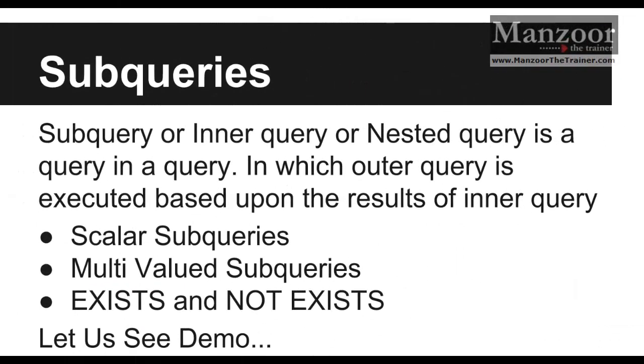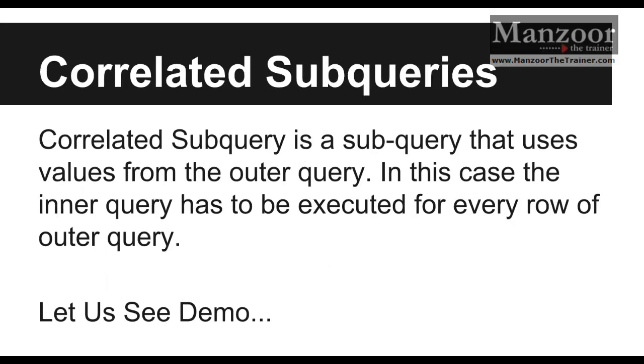Hello everyone, we have seen scalar subqueries, multi-valued subqueries, exist and not exist clauses. Now let us see another kind of subquery, that is nothing but correlated subqueries. Basically, a correlated subquery is a subquery that uses a value from the outer query.